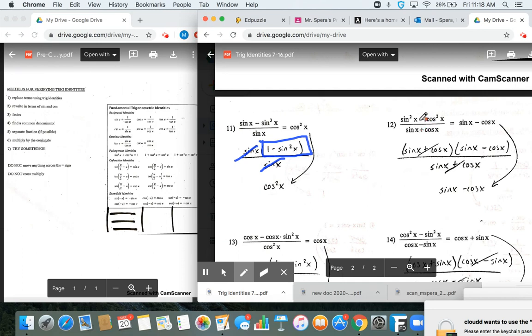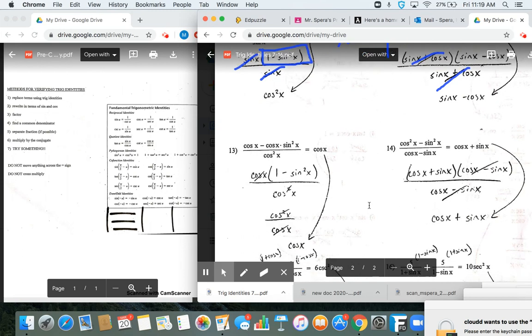In number 12, difference of squares. Just think of this as like x squared minus y squared. But instead of x and y, you have sine and cosine. But it's the same idea. It's sine x plus cosine x and sine x minus cosine x in no particular order. Once you factor it, this would cancel, this would cancel. All we're left with is what we needed to verify in the first place. All right. Very similar to that problem was number 14.